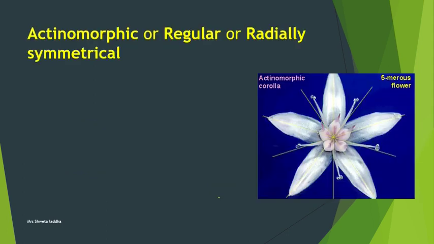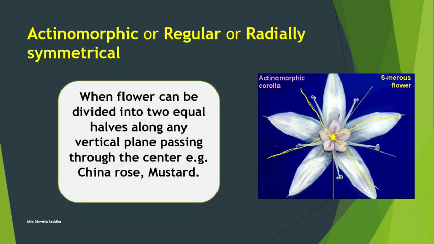Let us first study actinomorphic or regular or radially symmetrical flower. In this case, if we consider this as a central axis, we can divide this flower into two equal identical halves through more than one vertical plane, and each plane is passing through the central axis. So it is also called regular or radially symmetrical flower. A flower can be divided into two equal identical halves through many vertical planes, but that plane should pass through the central axis. Example, China rose, mustard, etc.